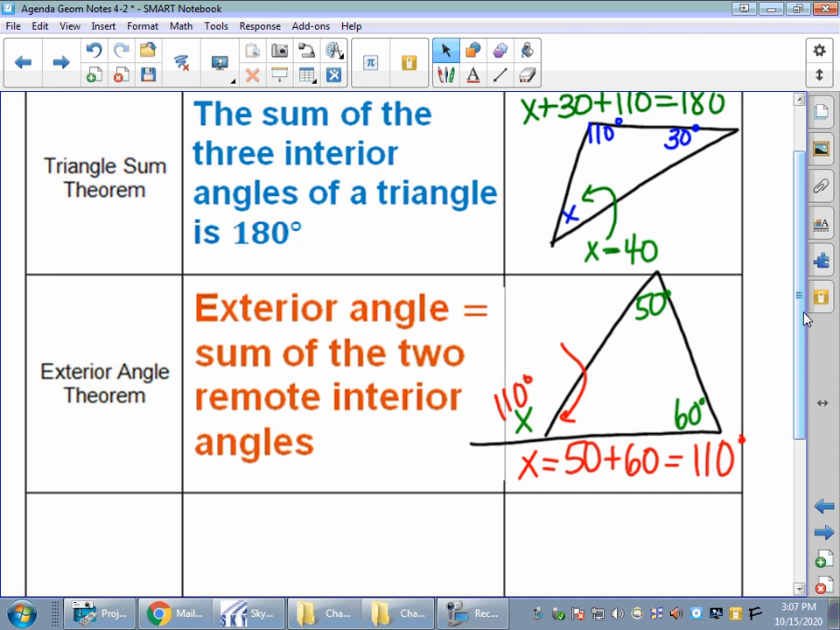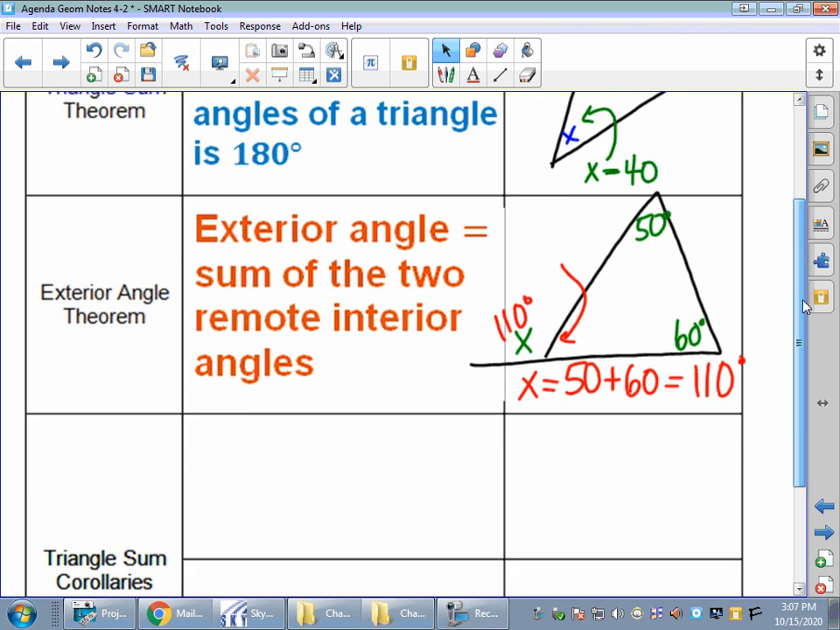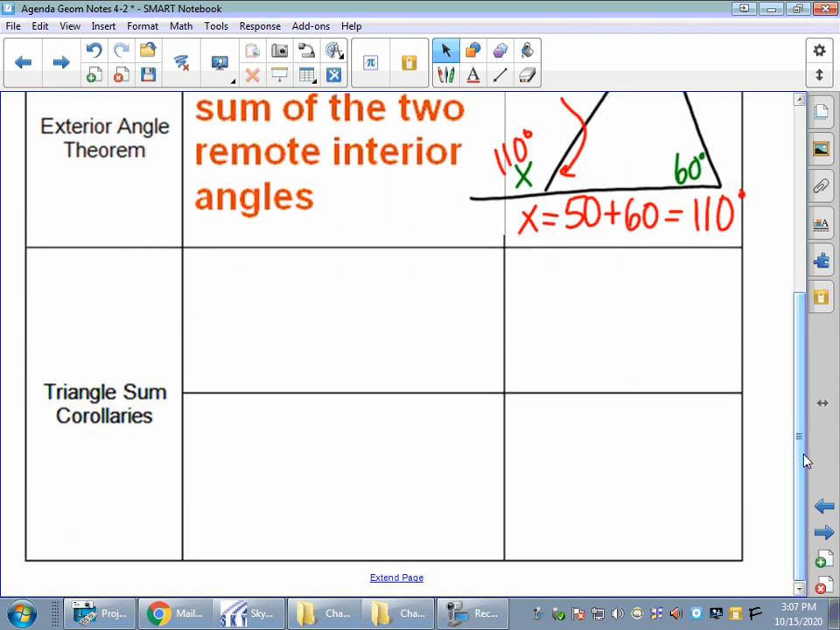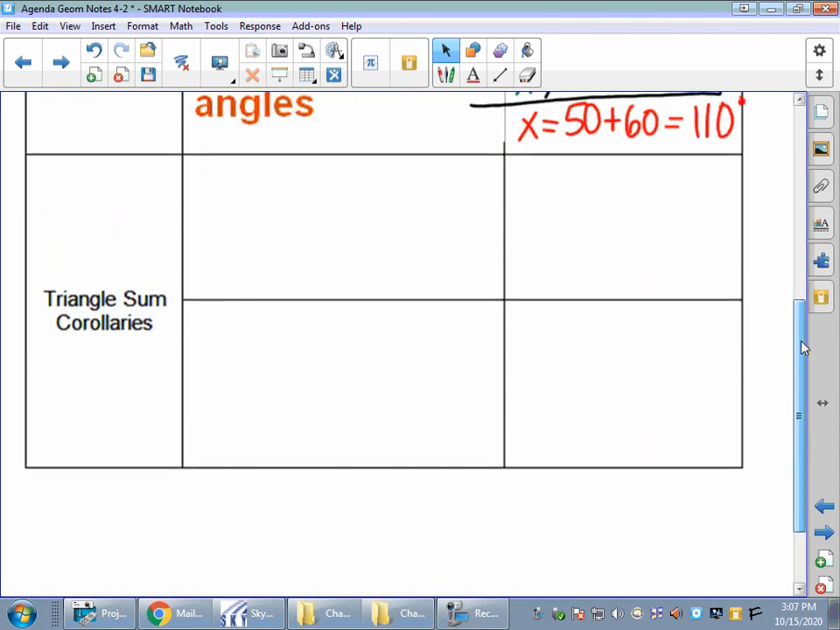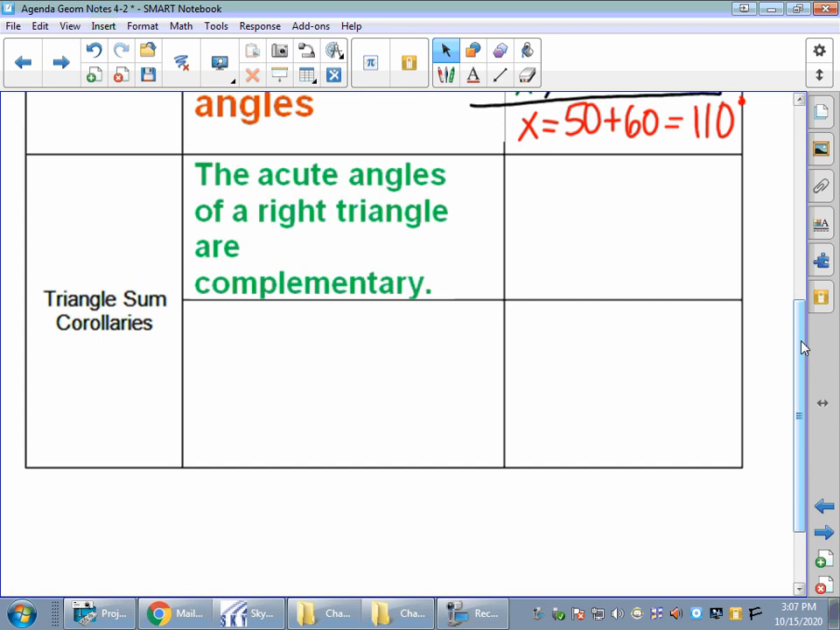Last but not least, there's two triangle sum corollaries. Again, don't worry about a corollary. We're going to use these things as needed. We're not going to prove them or anything else. The first thing that you need to know is the acute angles of a right triangle are complementary. What does complementary always mean? 90 degrees, right? Hopefully you've got that memorized by now.